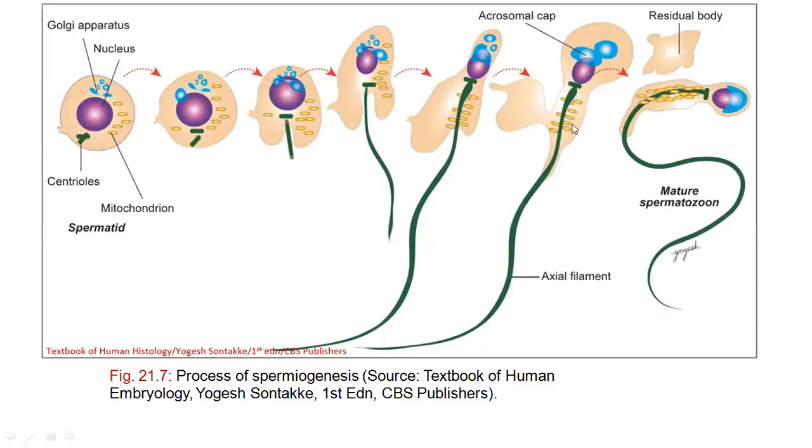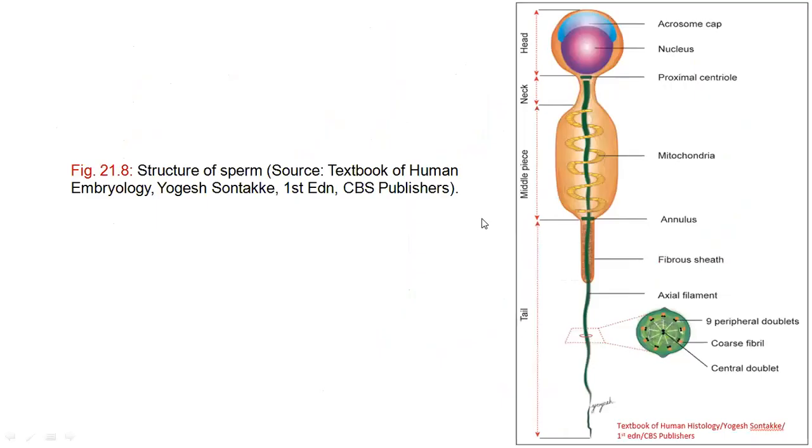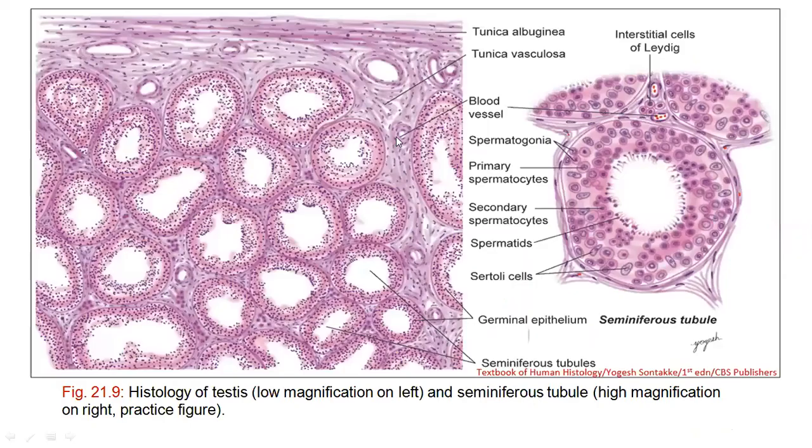Okay, so this is the picture I told you about, spermiogenesis. Cap formation is there, the acrosomic cap, isn't it? Then the residual body, and then you will see the spermatid transforming into a mature sperm. So this is the structure of the sperm, where we have the head, with the nucleus and acrosomic cap, the neck, the middle piece with so many mitochondria. Okay, this is the annulus, it has the fibrous sheath, and this is the tail piece, right?